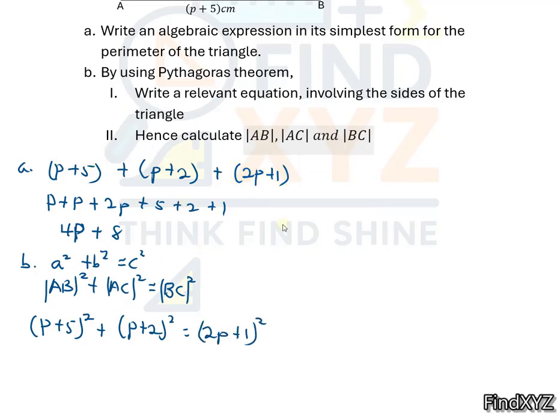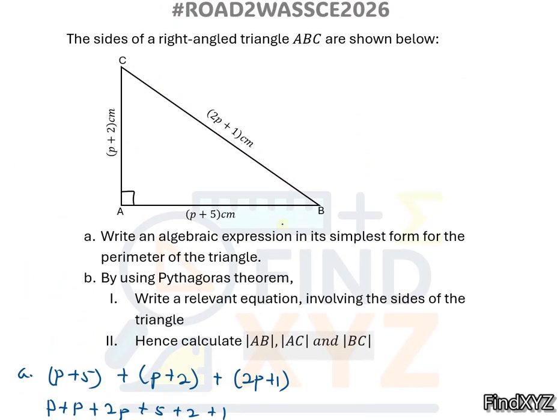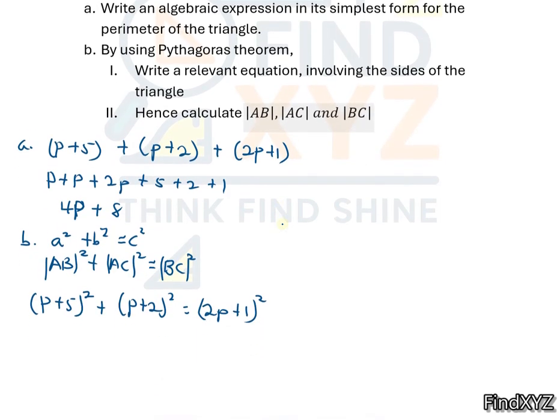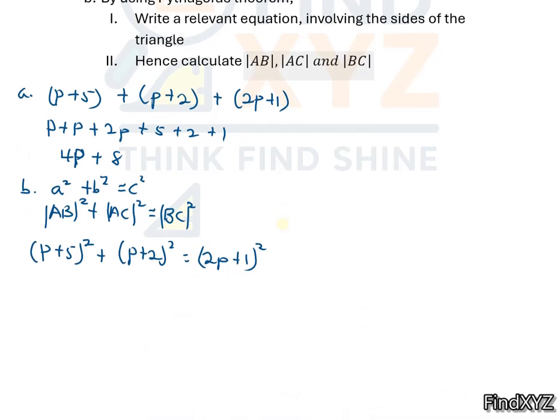Now how do you identify the longest side? The longest side is always opposite to the 90-degree angle. Take note of that. It is always opposite to the 90-degree angle. So let's go on and expand. So for example, if I have a squared, I can write this as a multiplying a. So I'm going to do the same thing.